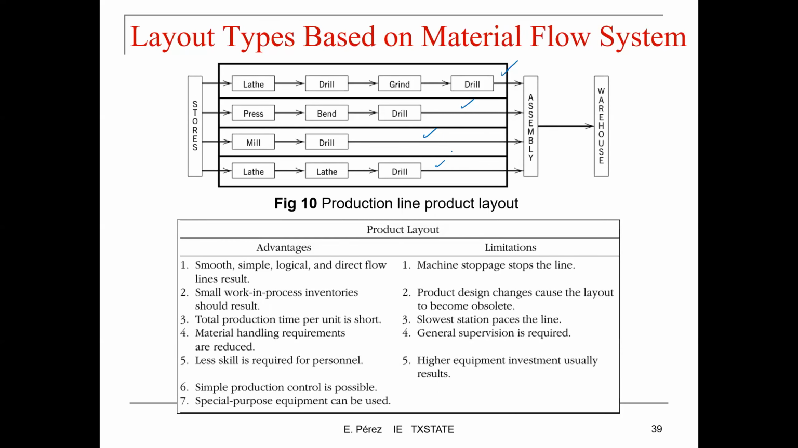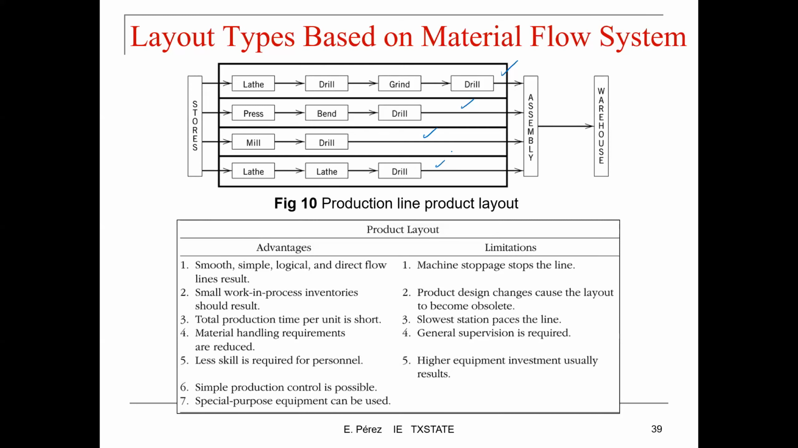Less skill is required for personnel because, again, the location of the machines and the type of machines are always fixed. Simple production control is possible. Special purpose equipment can be used. The limitations: if something happens to one of those machines, the production line will stop. That machine will stop the production.